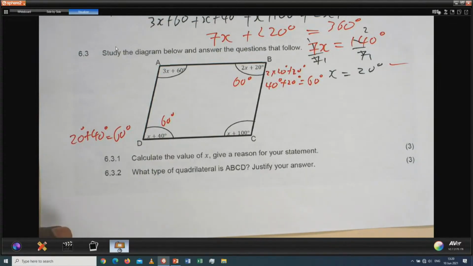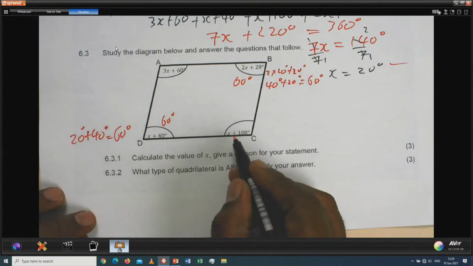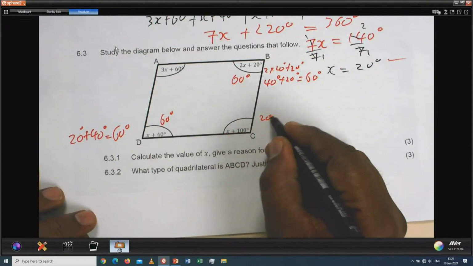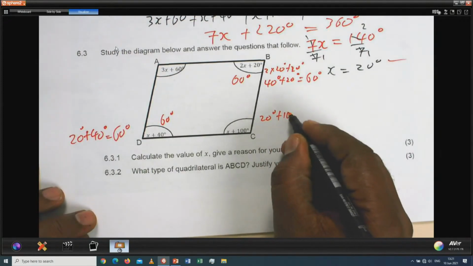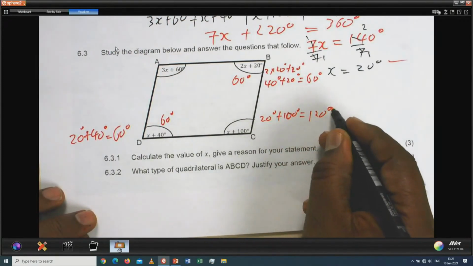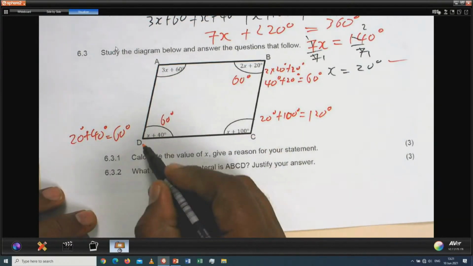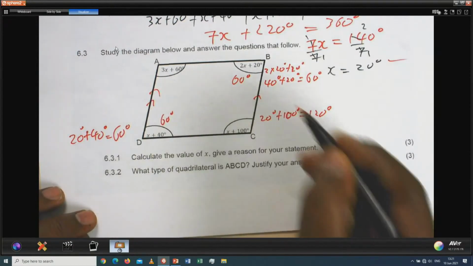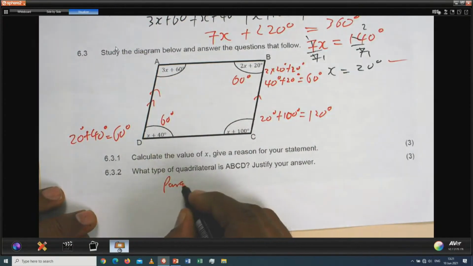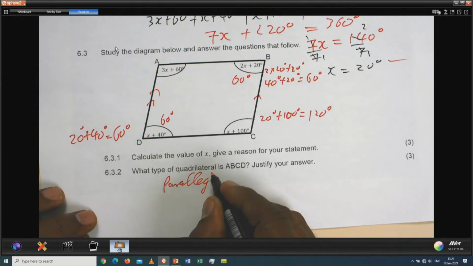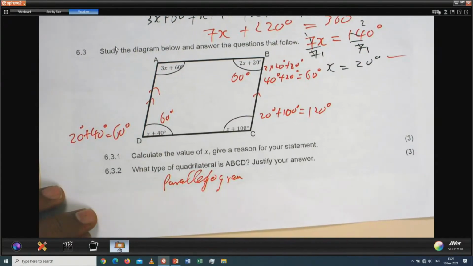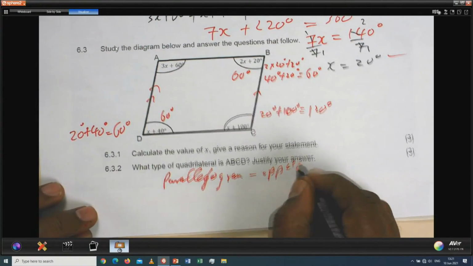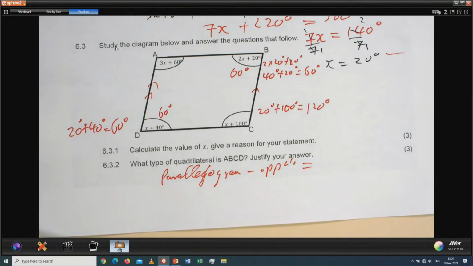Okay. You can even check further here. x plus 100 will give you 120 degrees. And it also shows that 60 plus 120 degrees is 180, therefore these lines are parallel. Therefore, parallelogram. Parallelogram, okay. Reason: opposite angles equal. And you get your 6 marks.